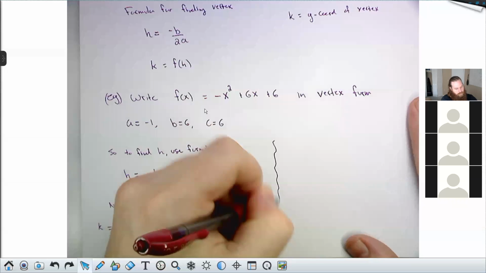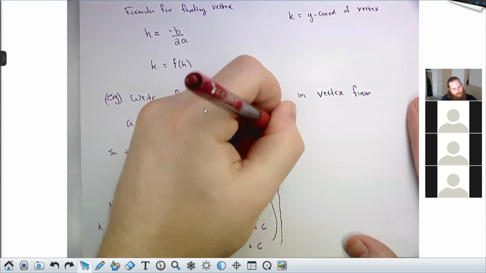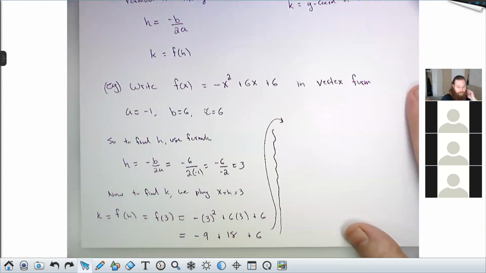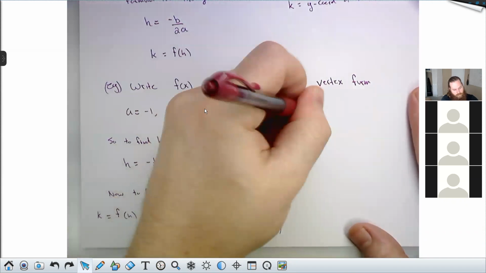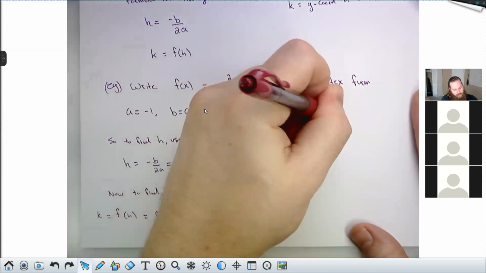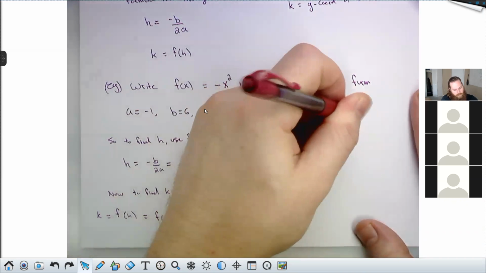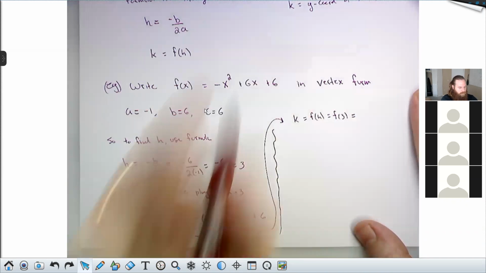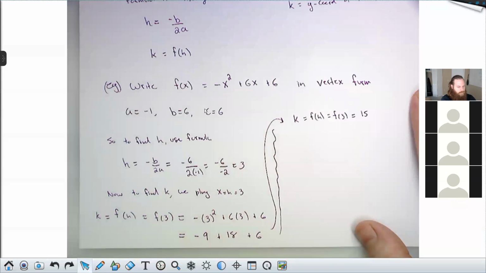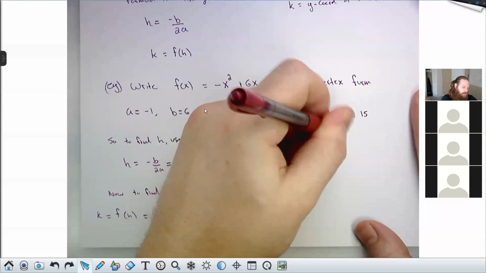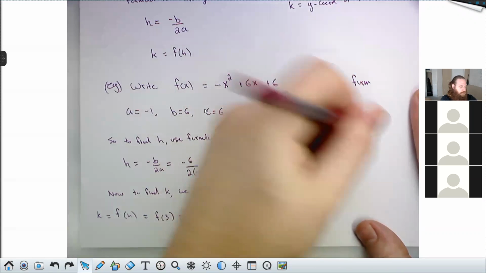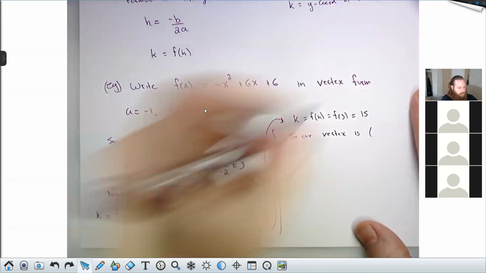So we'll continue this up here. -9 plus 18, that's +9. +9 plus 6 is 15. So k is f of h, which was f of 3, which we said was 9 plus 6, which is 15. So our vertex is the point (3, 15).